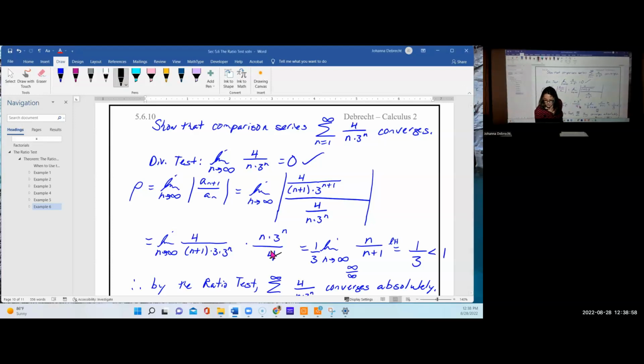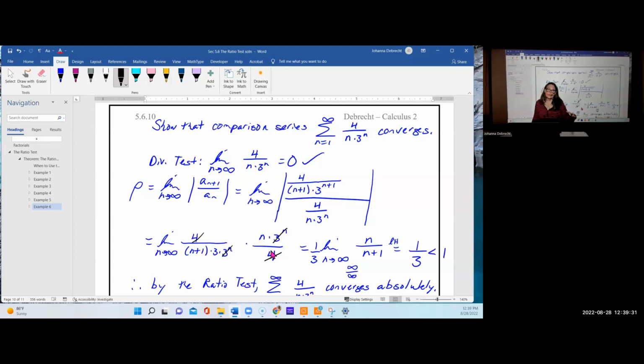So the 4's definitely cancel, and the 3 to the n's definitely cancel. And that then tells me that I've got a 1/3 from the 3 in the first fraction's denominator that I can pull out of the limit. The limit does not depend on the constant. And that will leave me with n over n plus 1 inside the limit. Now, we've done that multiple times today. We know that if we apply L'Hopital's rule, we get the limit of 1 over 1, which is 1, and 1 times 1/3 gives us 1/3.